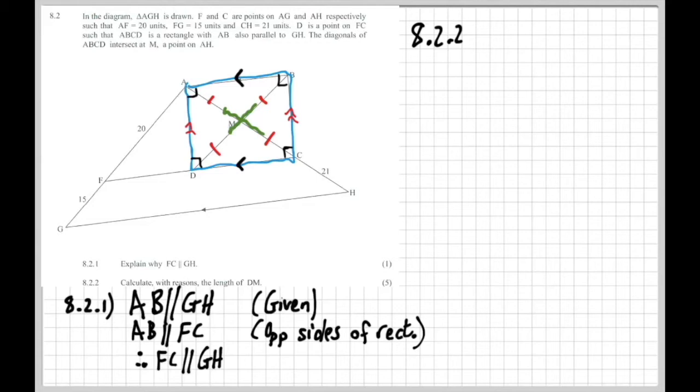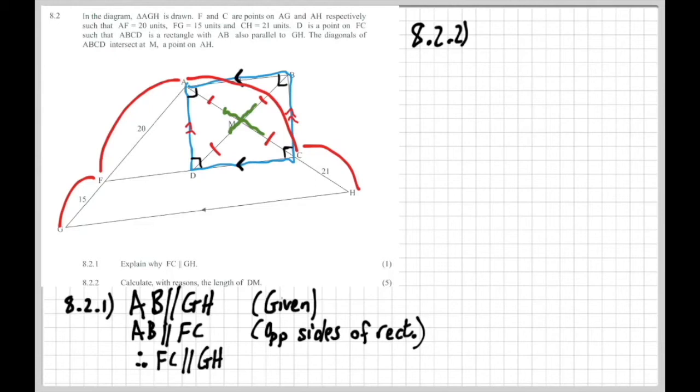Please, at this moment of time, do not jump too quickly into 8.2.2. I know that I'm writing 8.2.2 already, but before you actually jump into it, let's have a look. What does it mean now that FC is parallel to GH? It means that AF over FG is equal to AC over CH. Because why? Because I've got that parallel side. So therefore, theorem 1 comes into play all of a sudden.